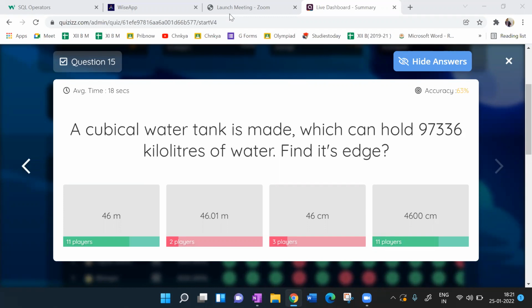Next, a cuboidal water tank is made which can hold this many meters. Find the edge. You have to find one side. 46 meter and 4600 centimeter are the same. Multiple choice, so option A and D will be correct here. Clear? Right? So this is what the session covered.